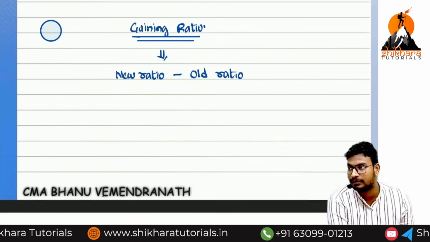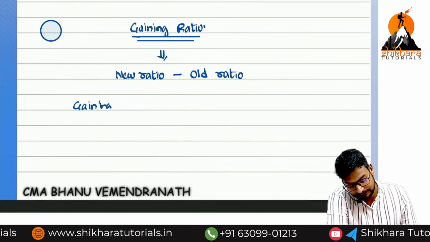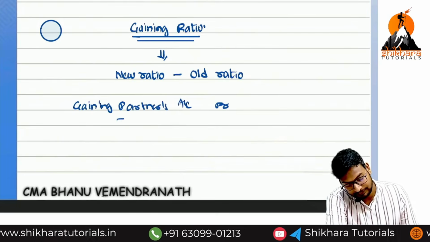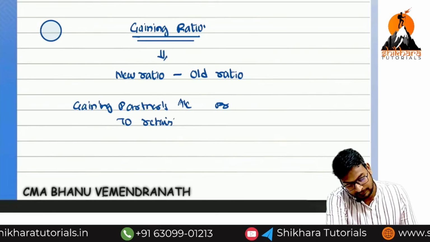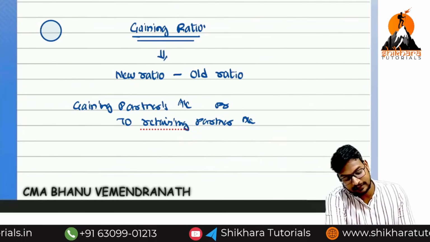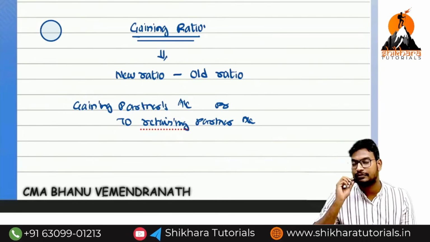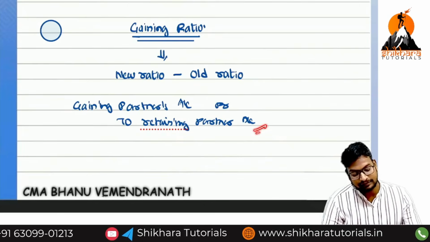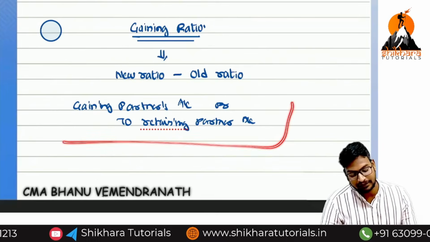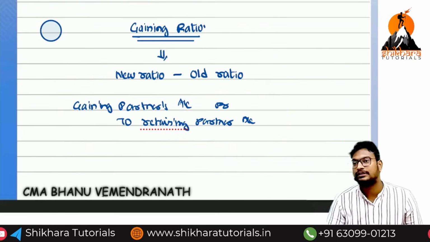Are you getting the point or not? So what is the point we need to write now? Entry: gaining partners account debited to retiring partner account. So we are increasing the retiring partner account and decreasing the gaining partners account, because the capital has which balance, Amma? Credit balance. In order to increase, which side we need to record? Credit side. In order to decrease, which side? Debit side. So what is the entry we need to record? Gaining partners account debited to retiring partners account. So this is the entry we need to record.